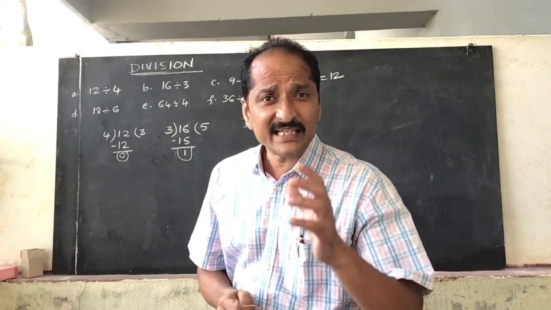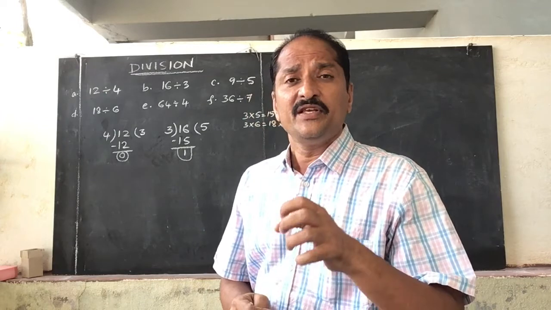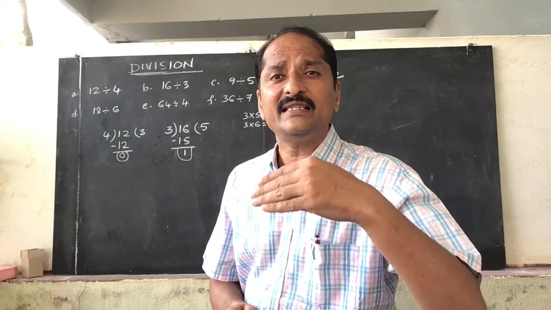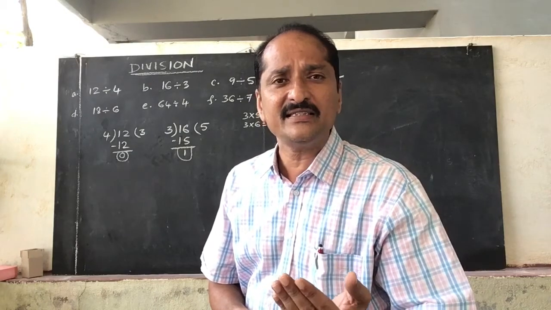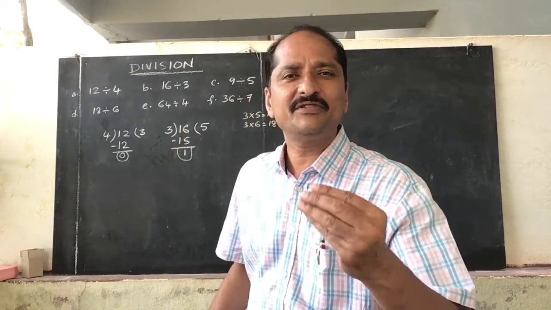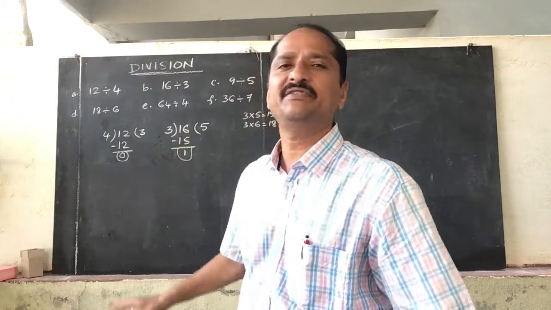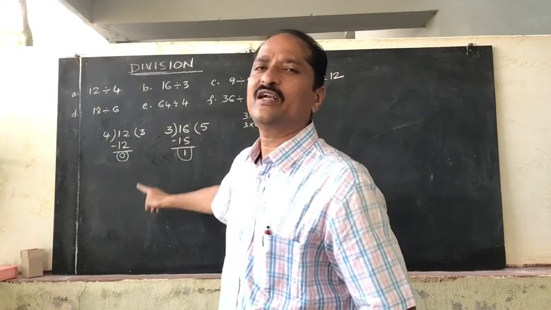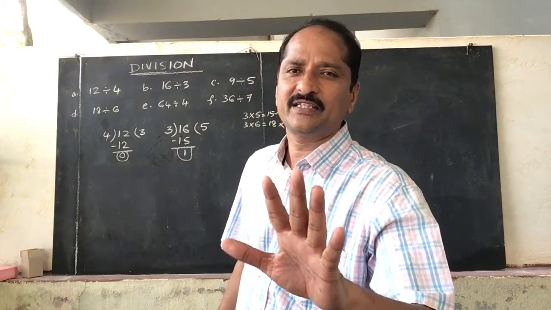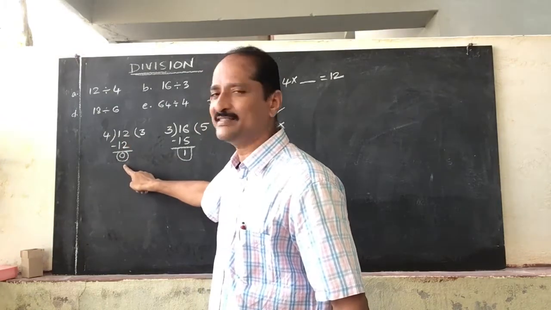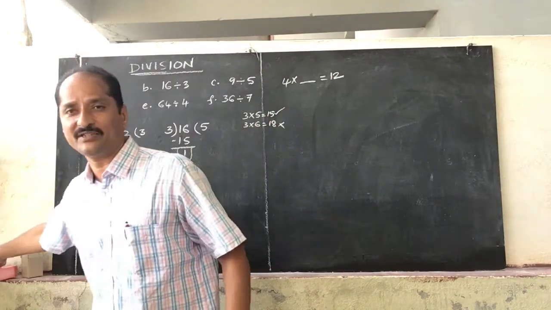When can we say 3 is the divisor of 16? If 16 is divisible by 3 exactly, means with a remainder 0, then only we can say 16 is divisible by 3. But here in this division, 16 is not divisible by 3. So 3 is not a divisor of 16. But here you say 4 is a divisor of 12 because here the remainder is 0. Next division you can check.